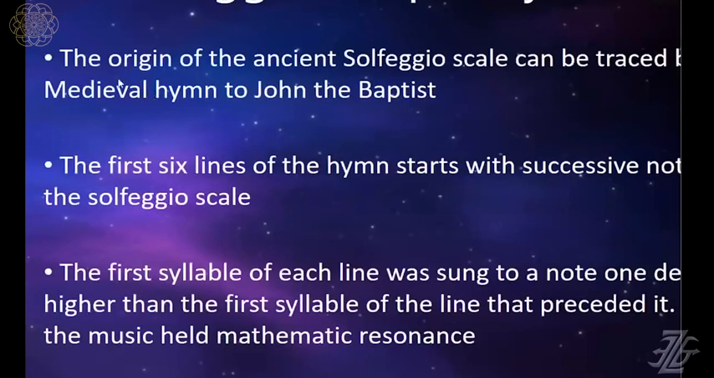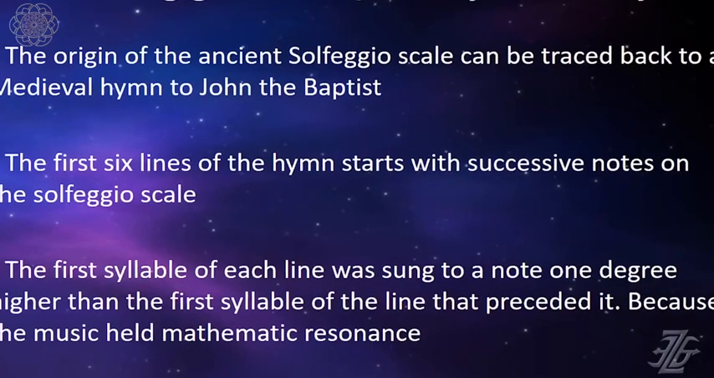So what are the solfeggio frequencies? Well, the history is the solfeggio tones can be traced back to the medieval hymn to John the Baptist. It was a hymn that was created for John the Baptist. The first six lines of the hymn start with the successive notes of the solfeggio scale. The first syllable of each line was sung to a note 1 degree higher than the first syllable of the line that preceded it because the music held mathematical resonance. So we'll show you that in the next slide, what I mean by that.